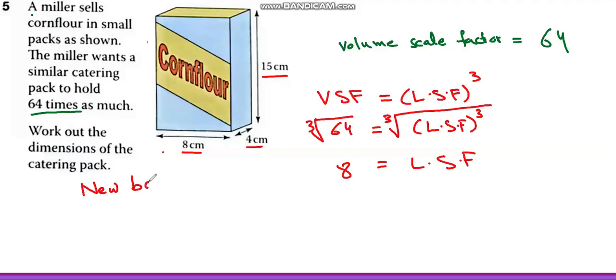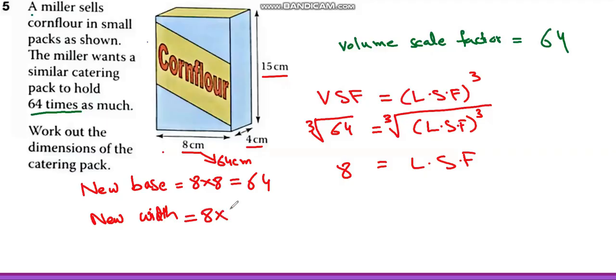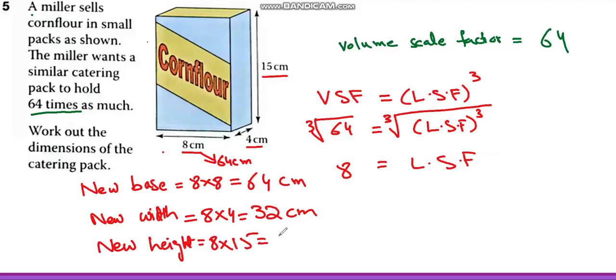The new base should be 8 times 8. That should be 64, meaning this dimension will become 64 centimeters. Similarly, the new width, which is currently 4 centimeters, should be 8 times 4. That should be 32 centimeters. Similarly, the new height will be 8 times 15, and that will be 120 centimeters. So now we have got the new dimensions. Let's move to the next question.